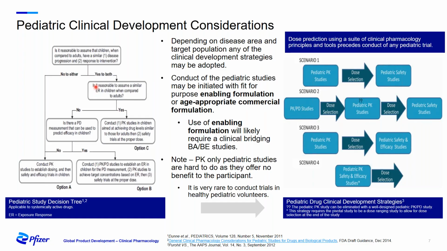Option A is akin to a full development program where you conduct PK studies followed by confirmatory safety and efficacy studies, which is very typical of what we do in the adult programs. And in option A, you have answered no to pretty much all the questions that are asked of the program. So there's very little you can do to extrapolate. You have to do pretty much the entire development program in pediatrics.